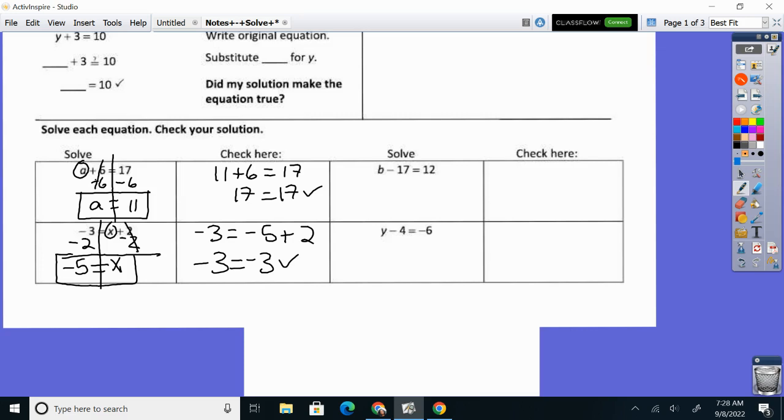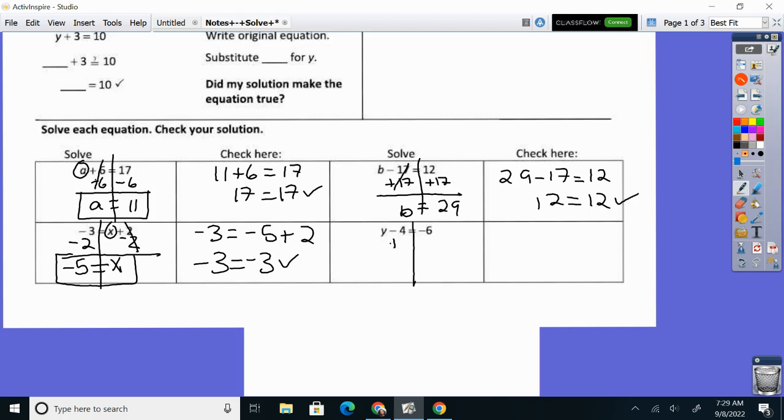Okay, the last two, I'm just going to give you the answers. I'm going to do plus 17, plus 17. So I'm left with b equals 29. When I plug in, I have 29 minus 17 equals 12, and 12 does equal 12.